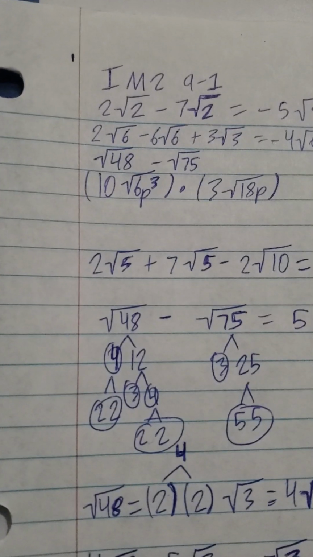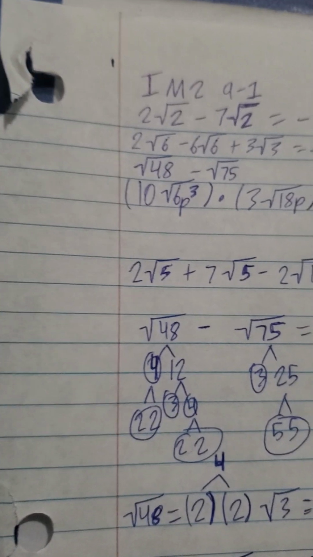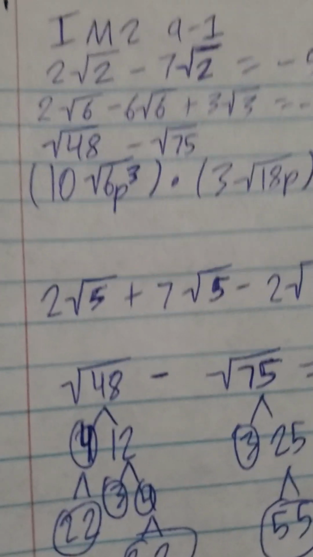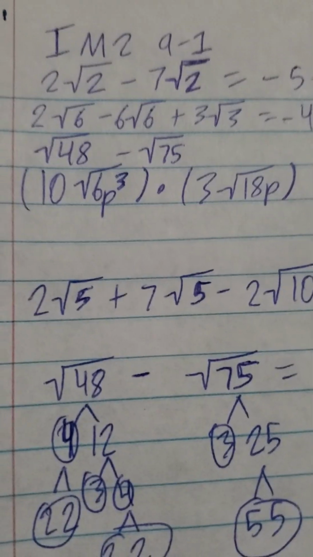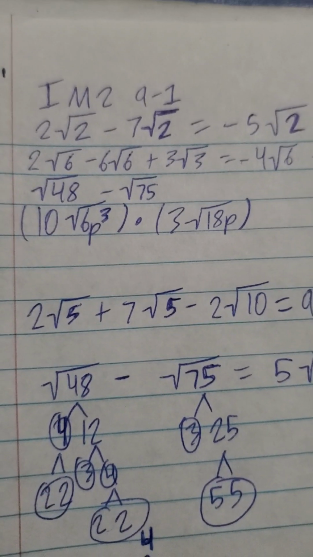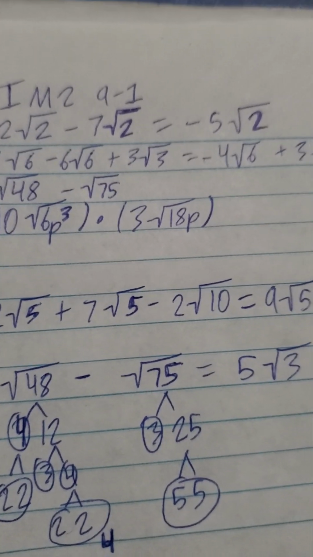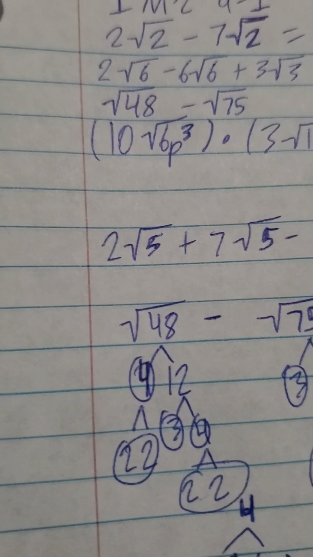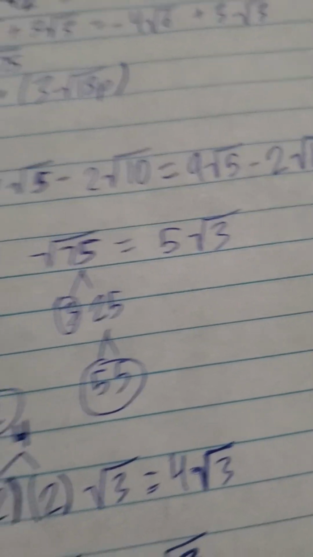Okay. What happens if you have 10 times the square root of 6p cubed times 3 root 18p? And I think I just said this wrong. It should be 10 root 6p cubed times 3 root 18p. Write that down over here.